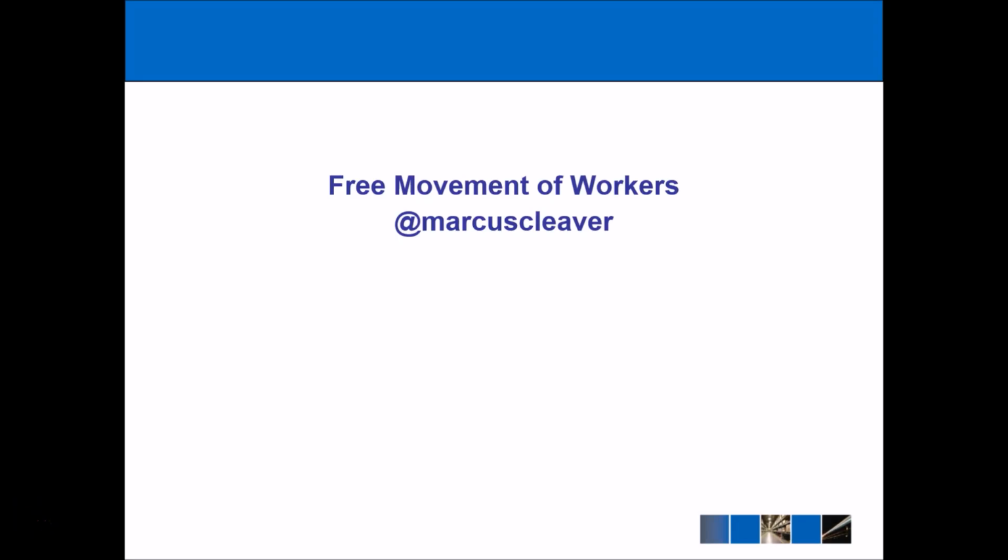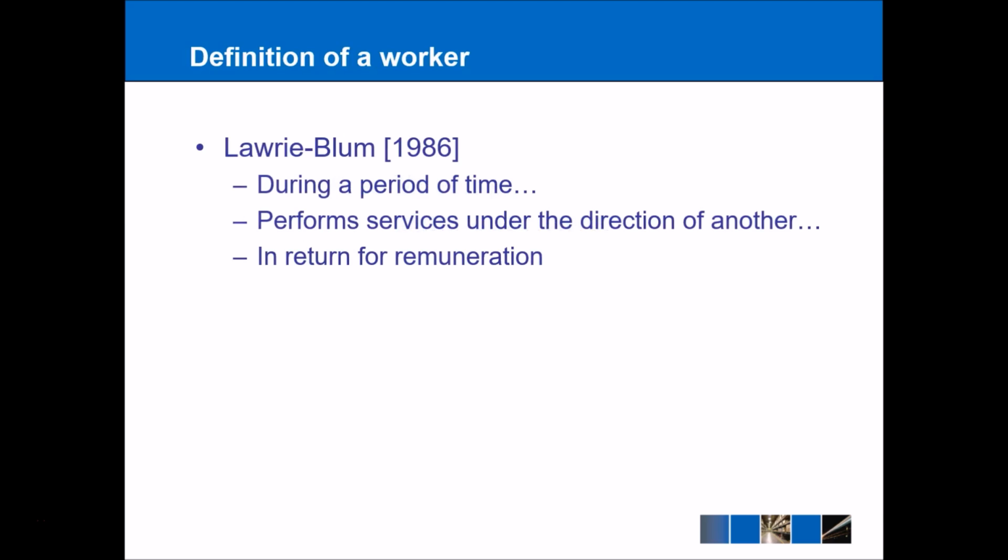I know that we seem to do this on every topic, but it's always best to start with a definition. So in the same way that when we did free movement of goods, we defined what goods were, we need to here define what workers are. So there's one key case that we can use for this. This is the Lawrie-Blum case from 1986.